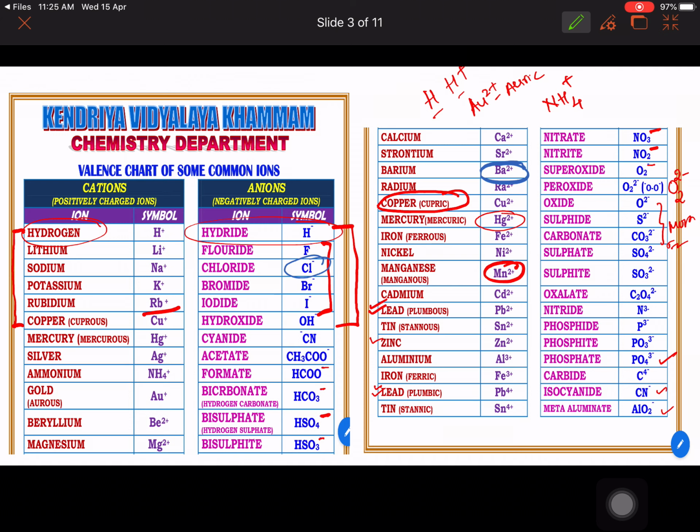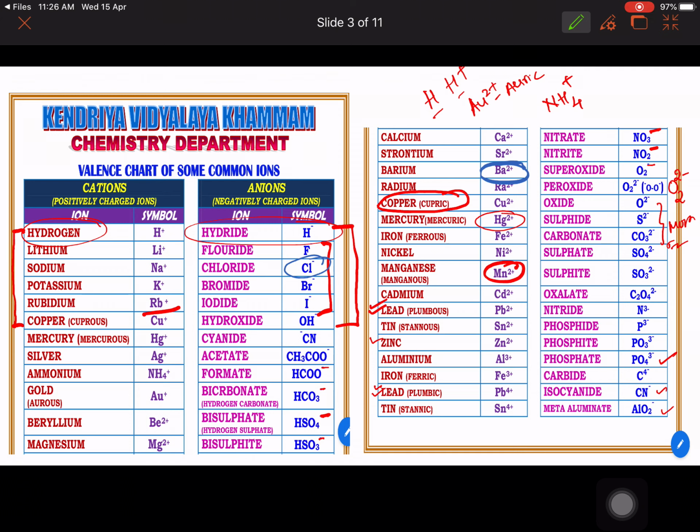Suppose you take a hydrogen cation and a hydrogen anion, that's not possible, leave it. If you take the lithium cation, it can combine with H-, F-, chlorine, bromine, iodine. So you can write lithium fluoride, lithium chloride, lithium bromide, lithium iodide. Like sodium: sodium hydride, sodium fluoride, sodium chloride, sodium bromide. So 6 into 6, you can get a minimum of 36 salt names.